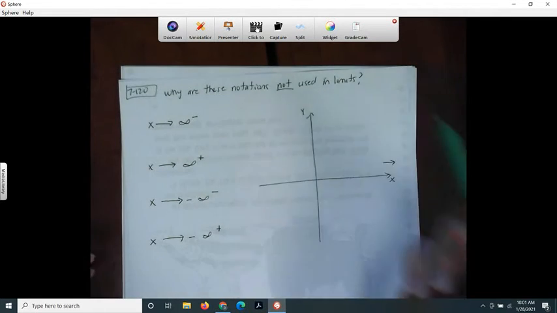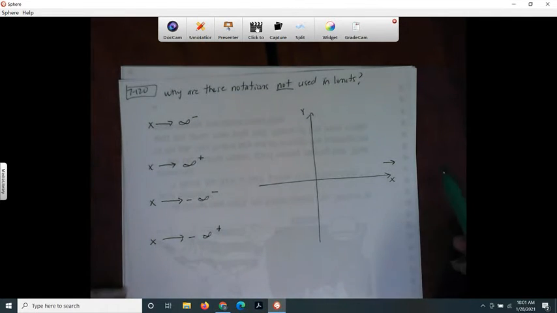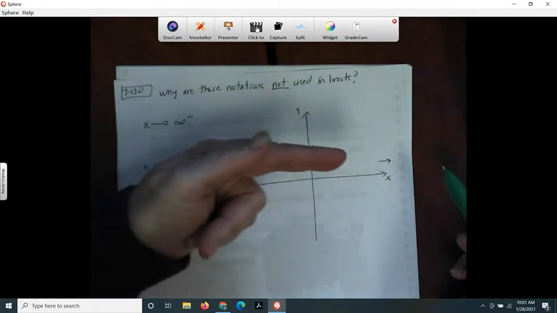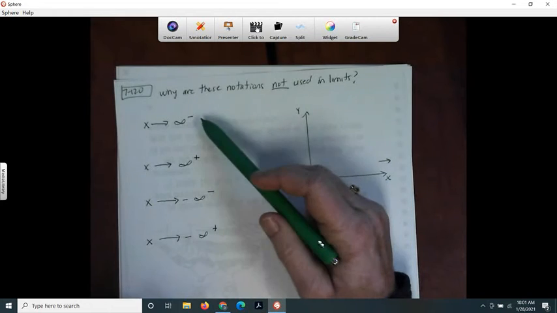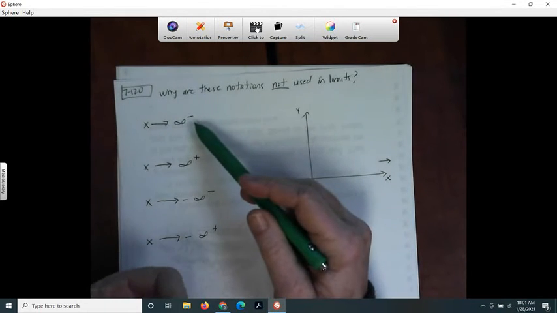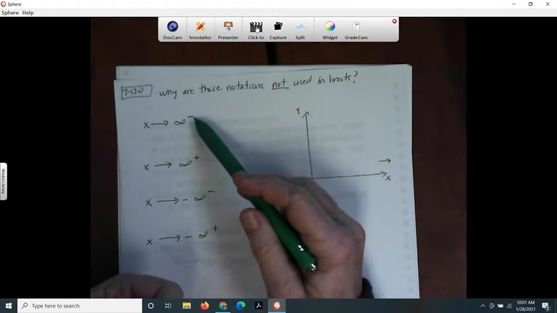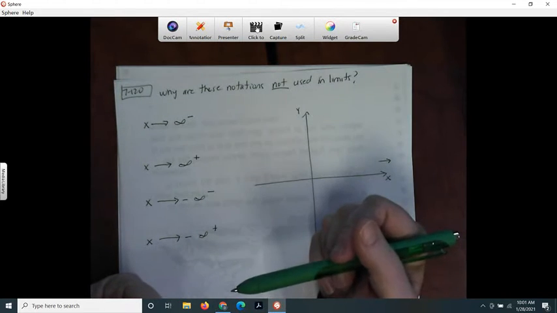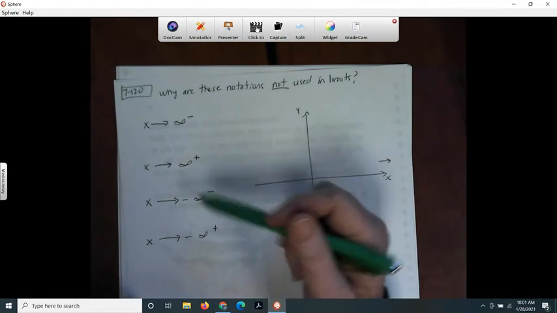because there's only one way to approach infinity, and because infinity is that way, you can only approach it from the left. So we don't bother with saying approaching it from. So this one, yes, you can approach it from the left, but we don't have a need for writing that minus sign there, because it's the only way to approach it.